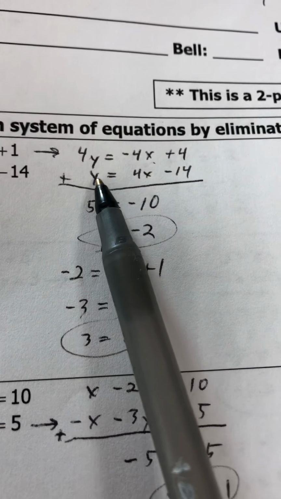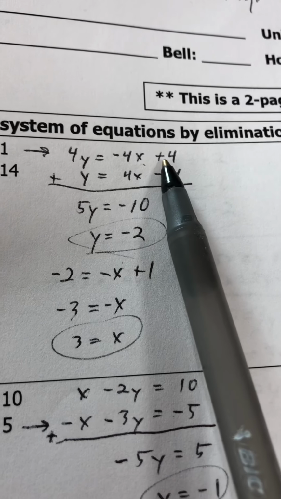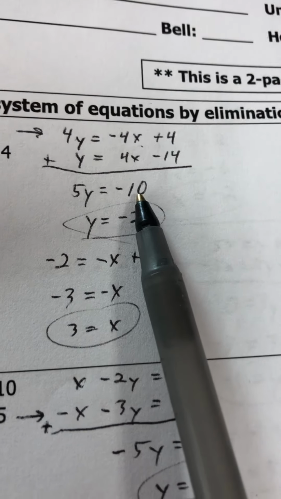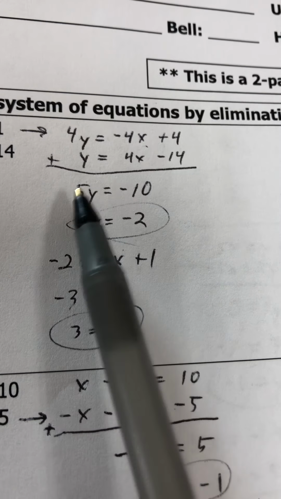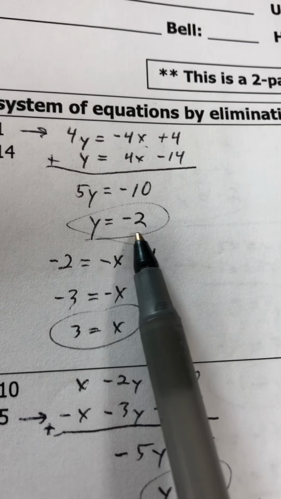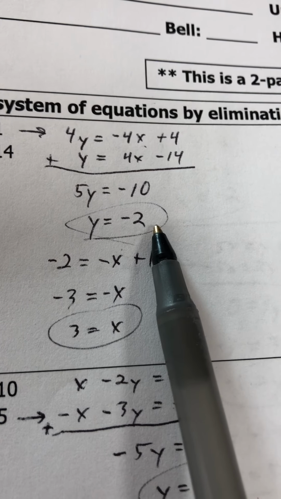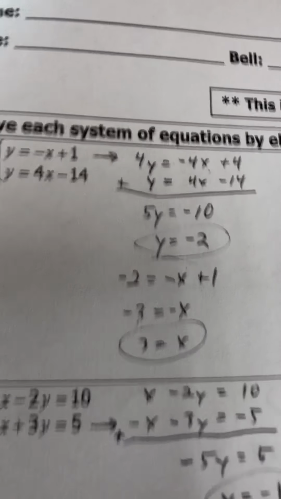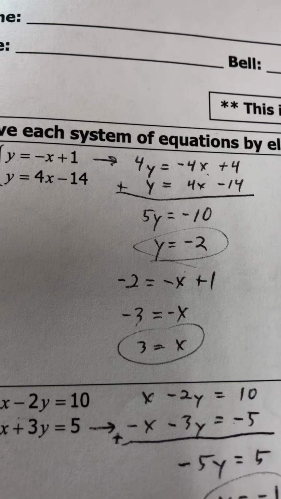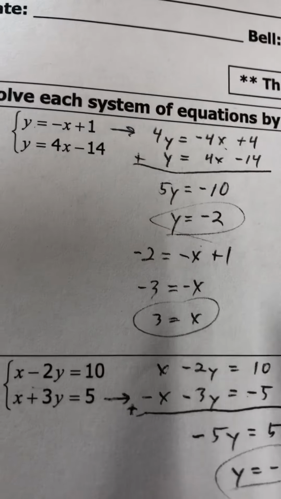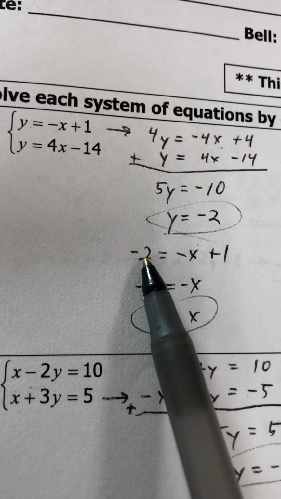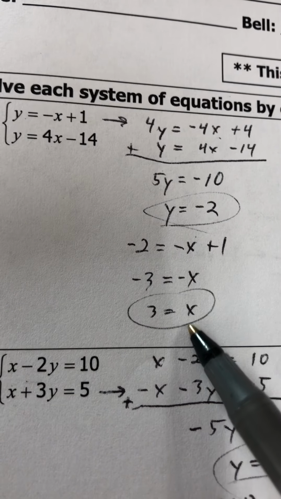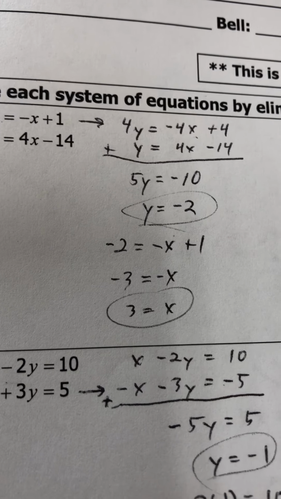So 4y plus y is going to be 5y, and 4 plus a negative 14 gives me negative 10. I just divide both sides by 5, and I get y equals negative 2. I plug that negative 2 into either one of these equations. Pick the one that seems easiest to you and solve for x. So I plugged in negative 2 for my y in that first equation, and I solve for x, and I get x equals 3.